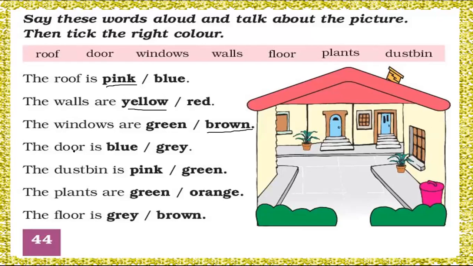Yes. The door is blue or gray. What is the color of the door? It's in blue color. So you are going to underline blue. The dustbin is pink or green. Is it pink or green? Pink. So underline pink. The plants are green or orange. What is the color of the plant, children? They are green color. So underline green.